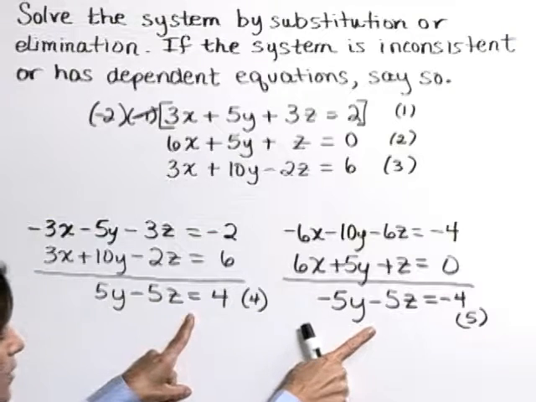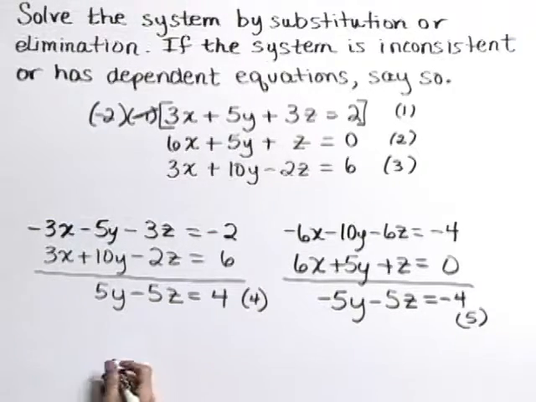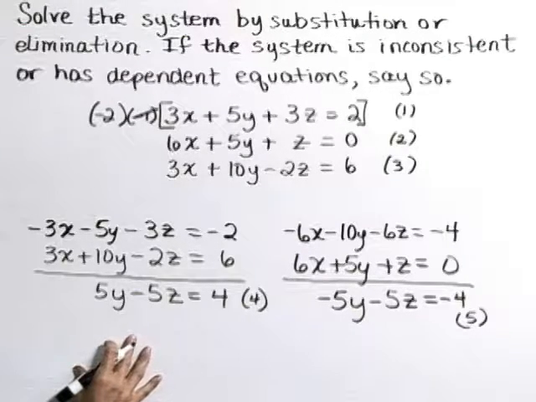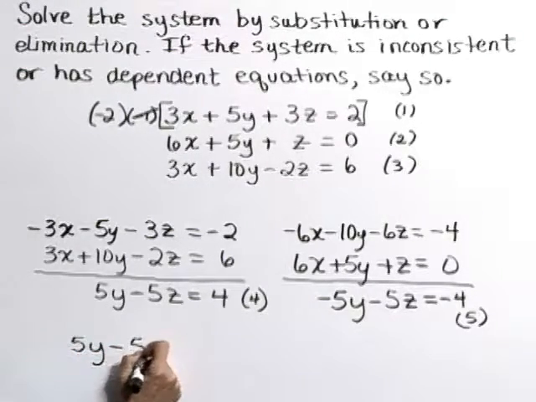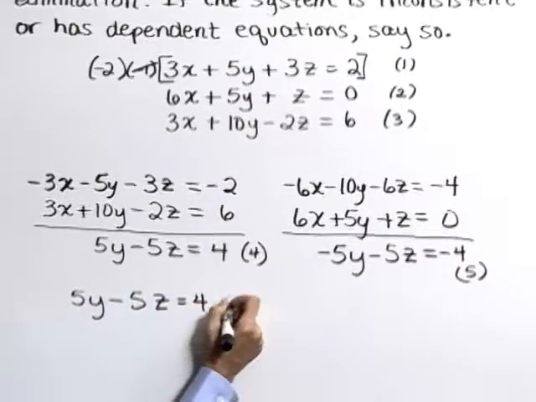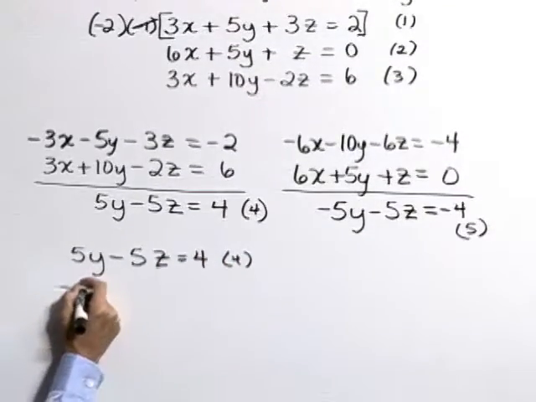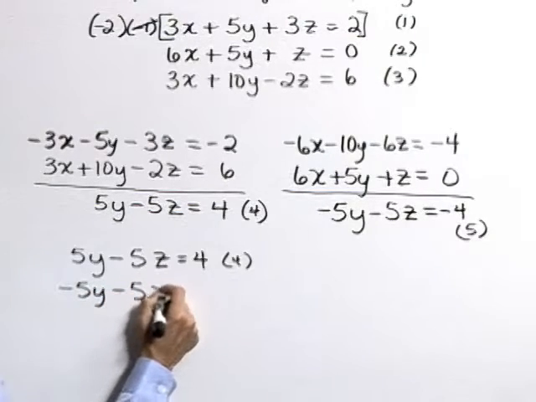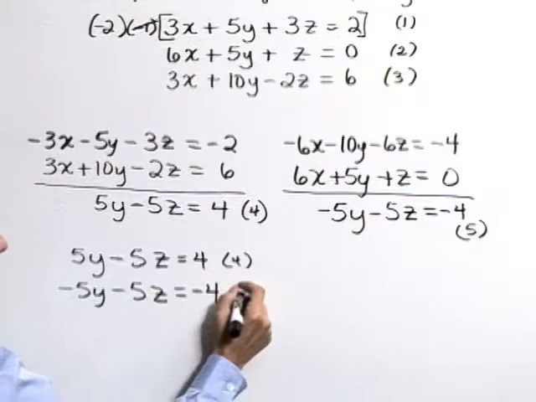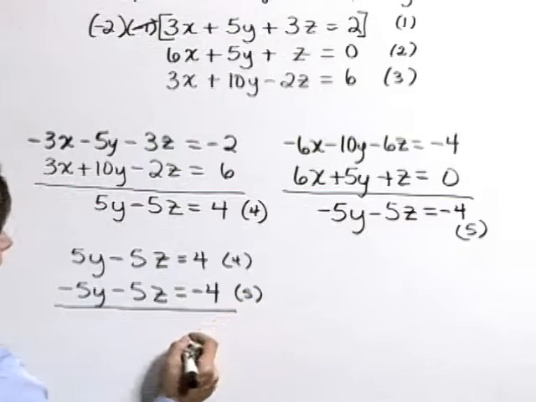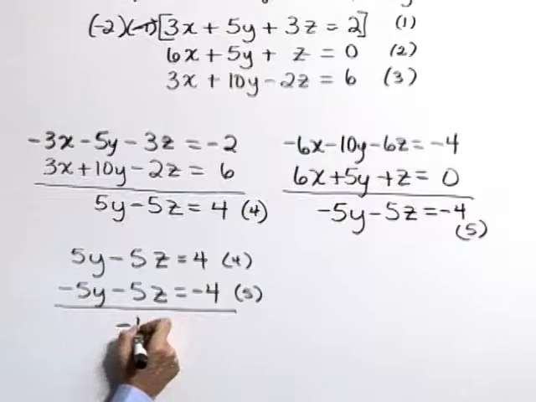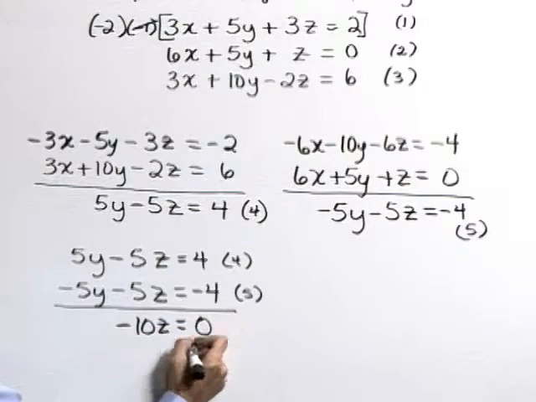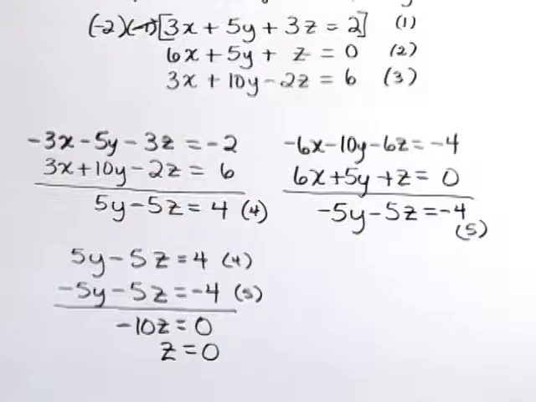Now let's focus on these 2 equations, numbers 4 and 5, and let's solve this system for either y or z. I'm going to use elimination with them. Rewriting equation 4, 5y minus 5z is equal to 4. Rewriting equation 5, -5y minus 5z is equal to -4. If we add these equations together, our variable y is going to eliminate, leaving us with -10z is equal to 0, or z is equal to 0.